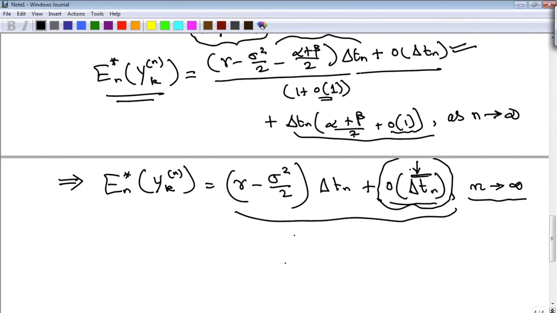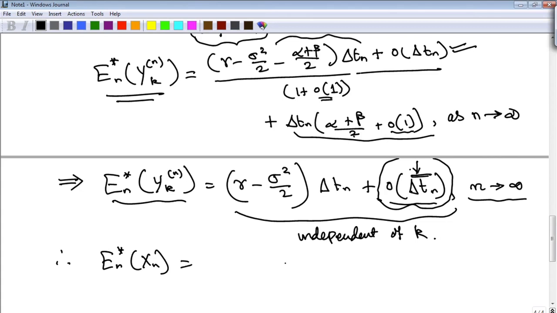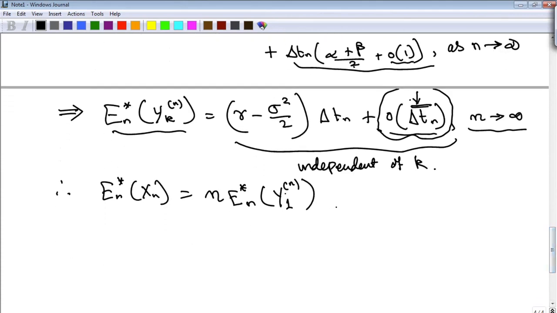So you look at this term, this is independent of k, right? Therefore, when you bring this expression into Xn, that is the expectation of Xn, it's very easy. Therefore, expectation of Xn is nothing but the summation of all these terms, because of the linearity of expectation. So everybody is independent of k. Therefore, you will have n times E star n of Yn at the kth level. That you can simply write at some level. Everybody is identically distributed, therefore it doesn't matter what index you pick up. I'll just pick up the first index and write, and everybody else will be the same. E star n of Y2, 3, 4, everybody will be the same. Therefore, you can fix one of the indices.